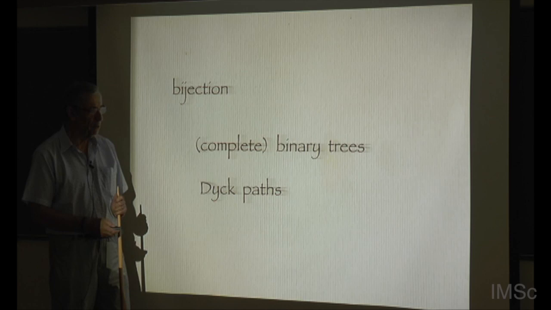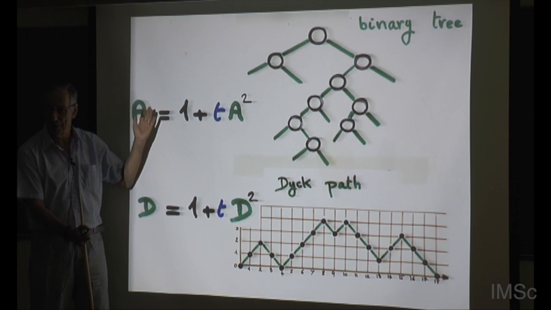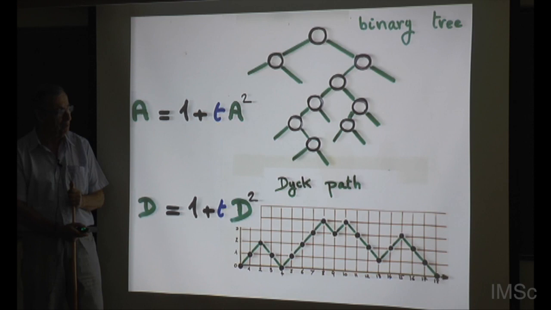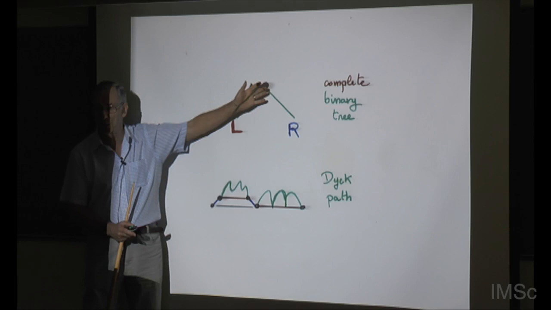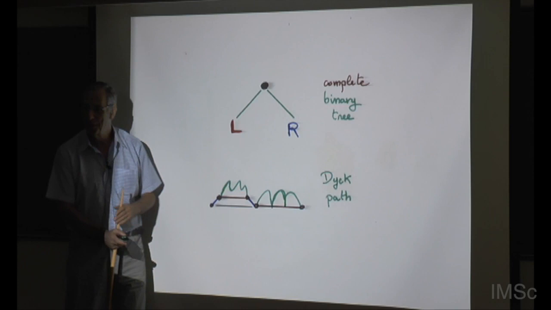So in chapter one, we have seen that binary trees and Dyck paths were satisfying the same algebraic equation, even without knowing there was a bijection. We have seen that they satisfy the same algebraic equation because we have done a decomposition of the complete binary tree into this and this, which gives the first algebraic equation. Then there was a decomposition of Dyck paths, which gives you the same algebraic equation.